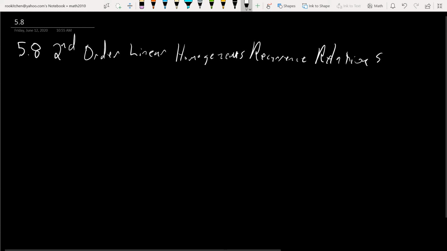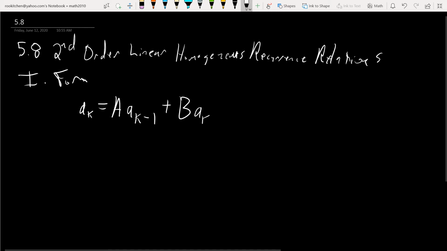Okie dokie, so there it is. First, we want to start by just looking at the form. What do these things look like? So the Fibonacci sequence is the example you should have in your mind. So each term is based off of the previous two terms. Okay, hence the name second order, because there's two previous terms in the form.